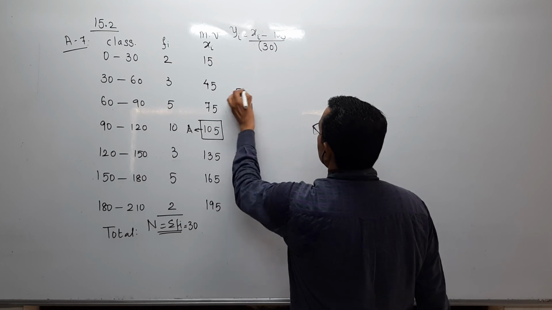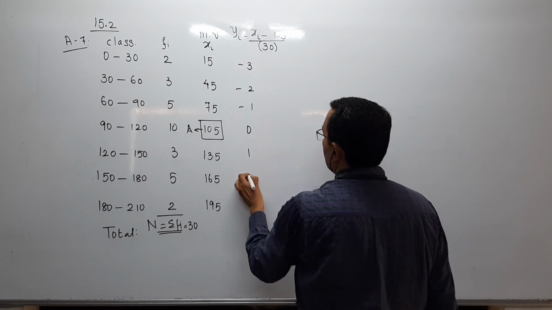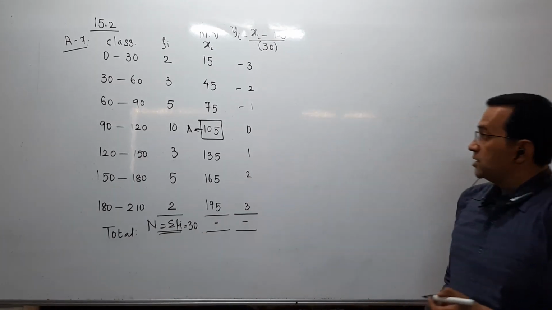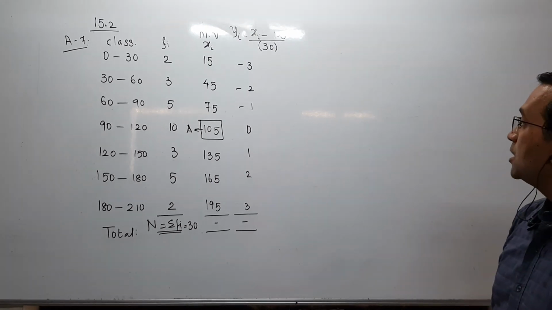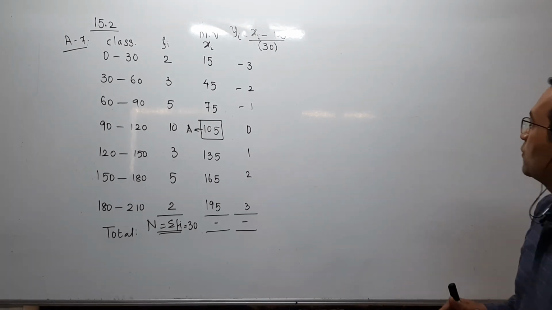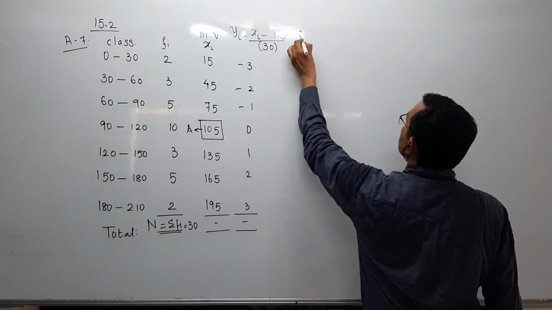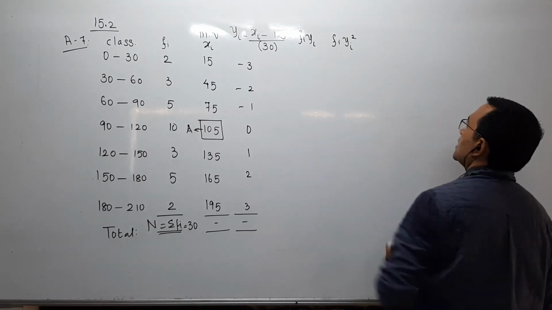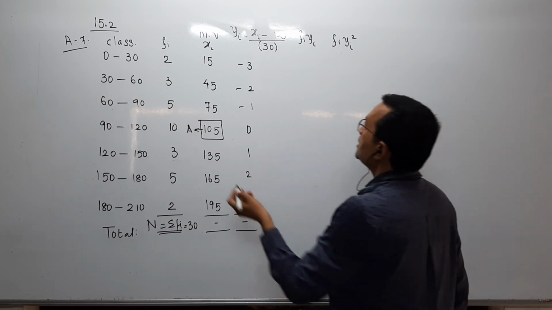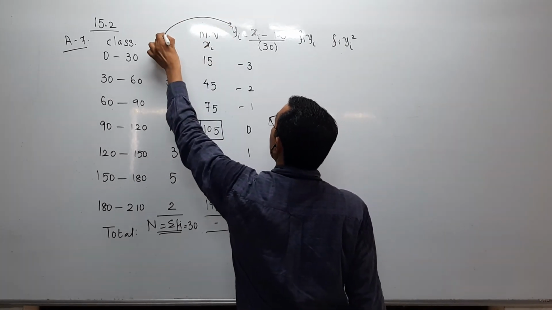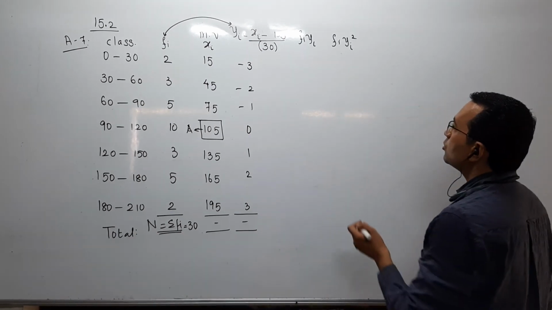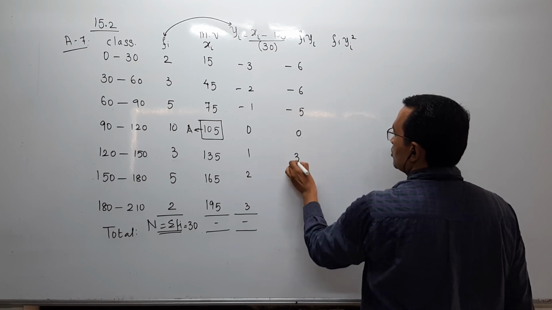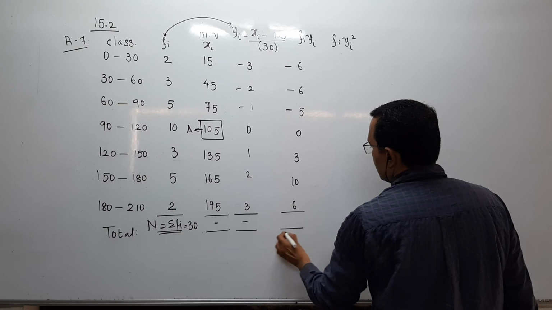Above will be -1, -2, -3, here 1, 2 and 3, which we are writing in 10th standard. But this is only possible, students, when the classes are of equal class length. Next column is Fi, and last column is Fi yi square. Multiply Fi into yi. So 2 into -3, -6, -6, -5, 0, 3, 10 and 6.